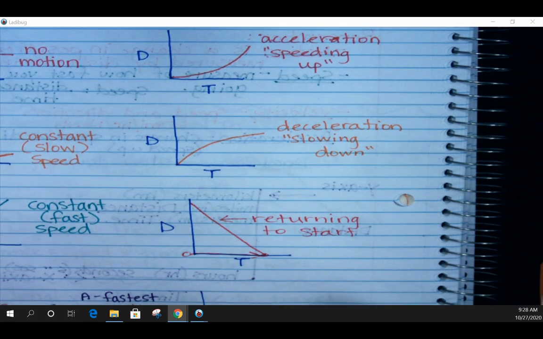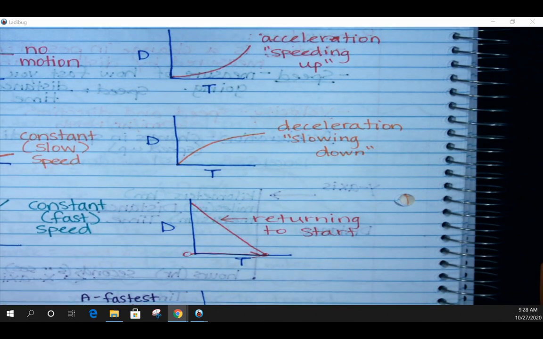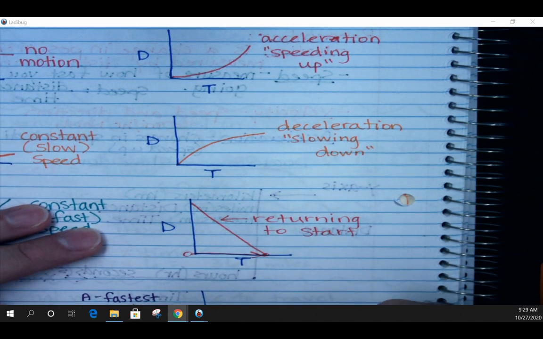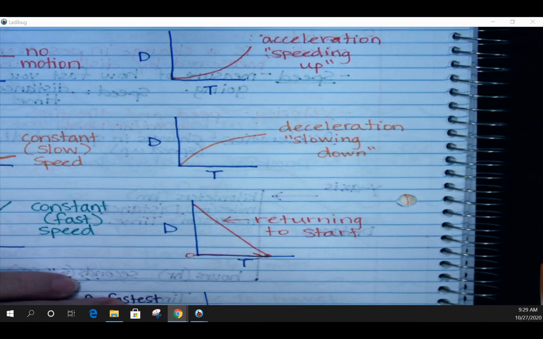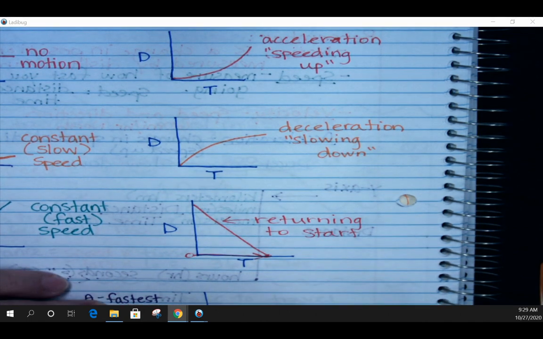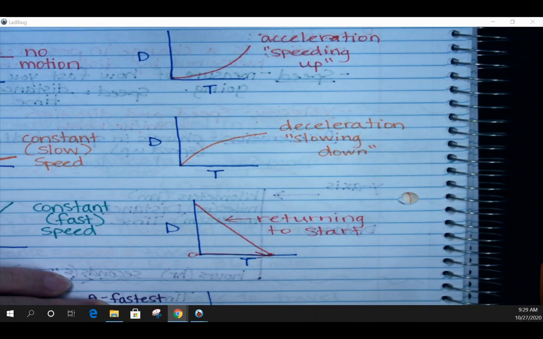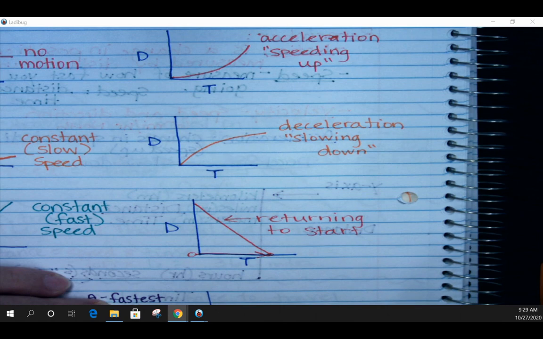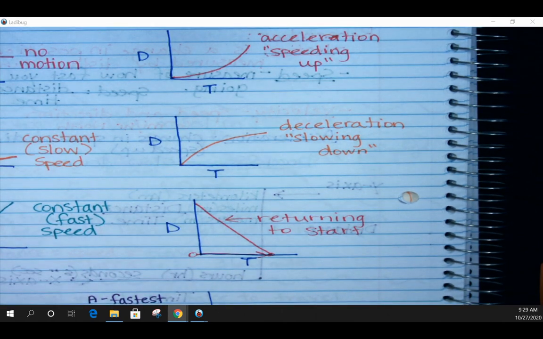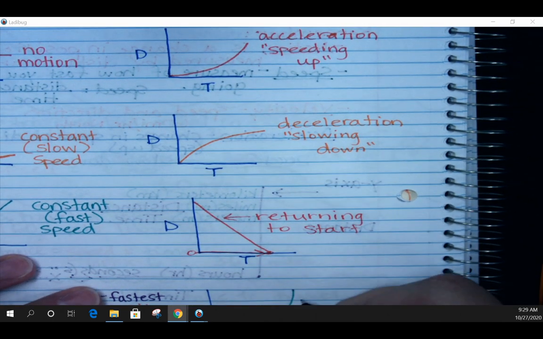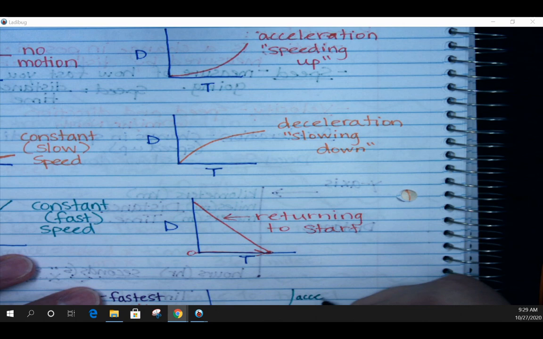Now, here's the example. We saw it in the PowerPoint. This is steady. This is no motion. This is return to start. But what if I come in here with a line like this? That would be an acceleration.